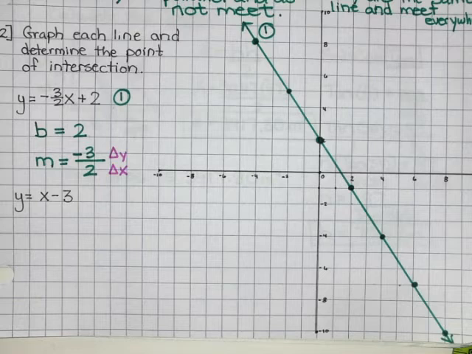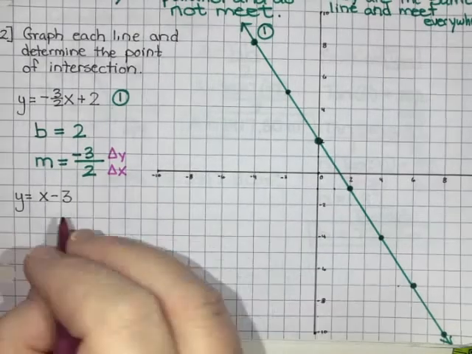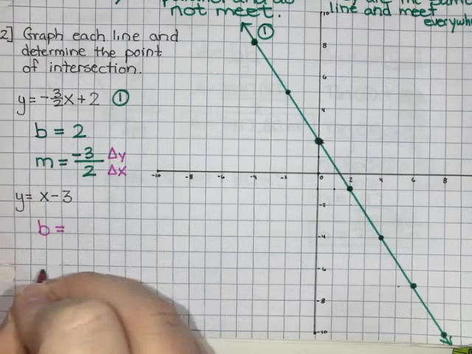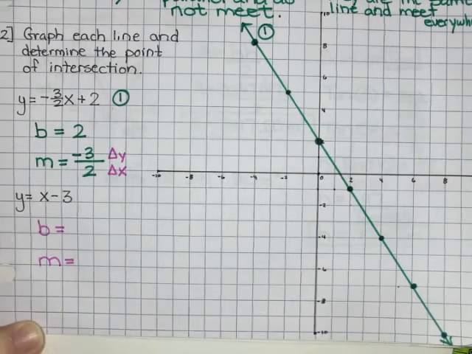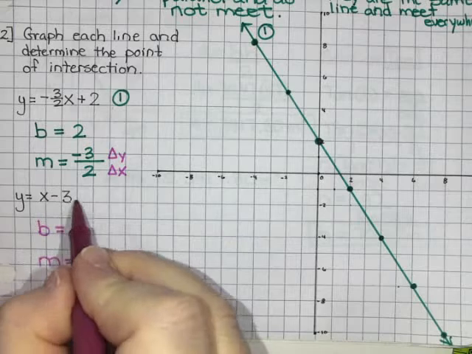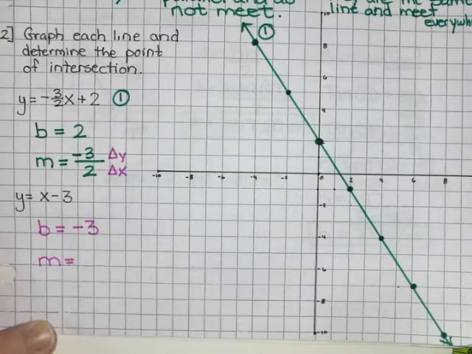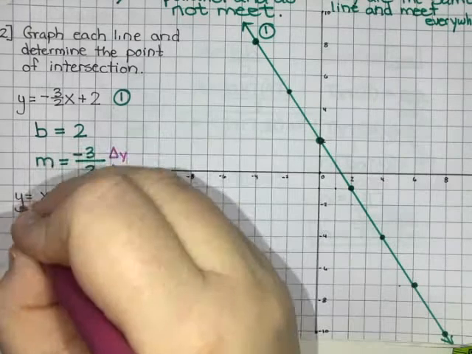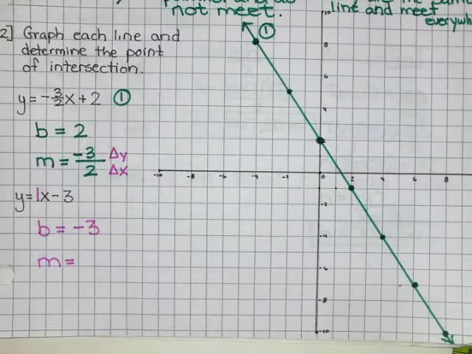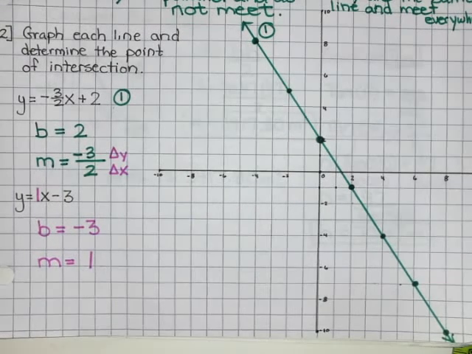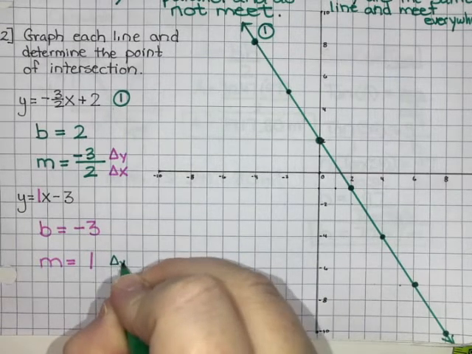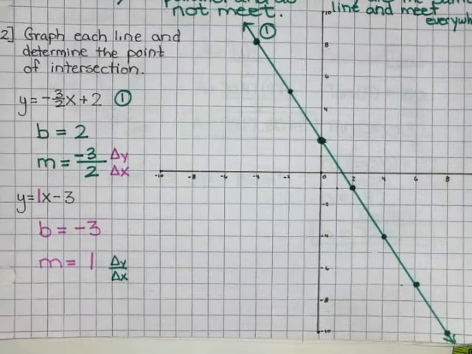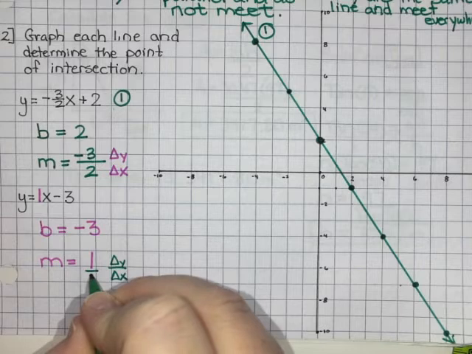Okay, for the second one, I have y equals x minus 3. I'm going to identify the y-intercept and the slope. So for the y-intercept, that's the number without the x, which is the negative 3. And then for the slope, there is no number in front of x, or is there? There is a secret 1 hiding in front of that x, so the slope is actually 1. And the slope is always the change in y over the change in x. So I don't see a denominator. There is a secret denominator of 1.